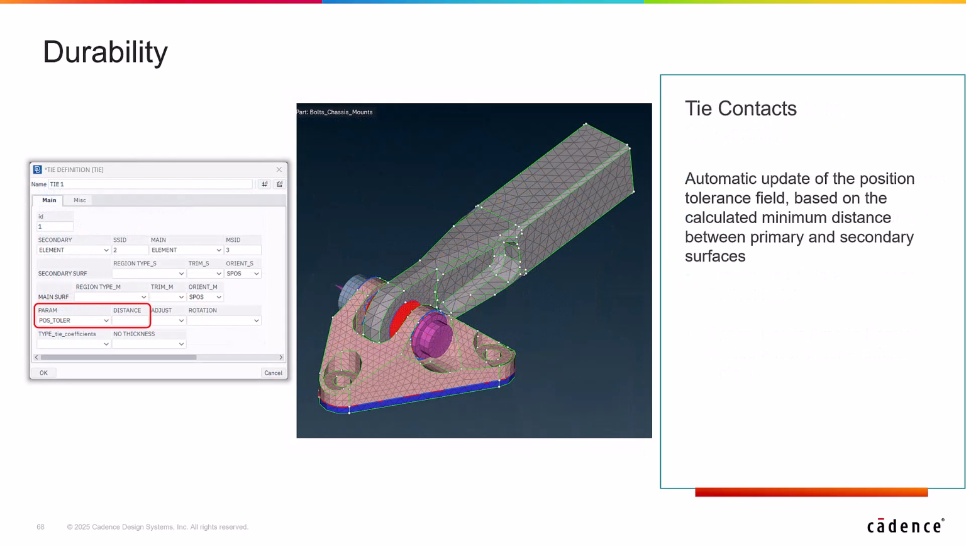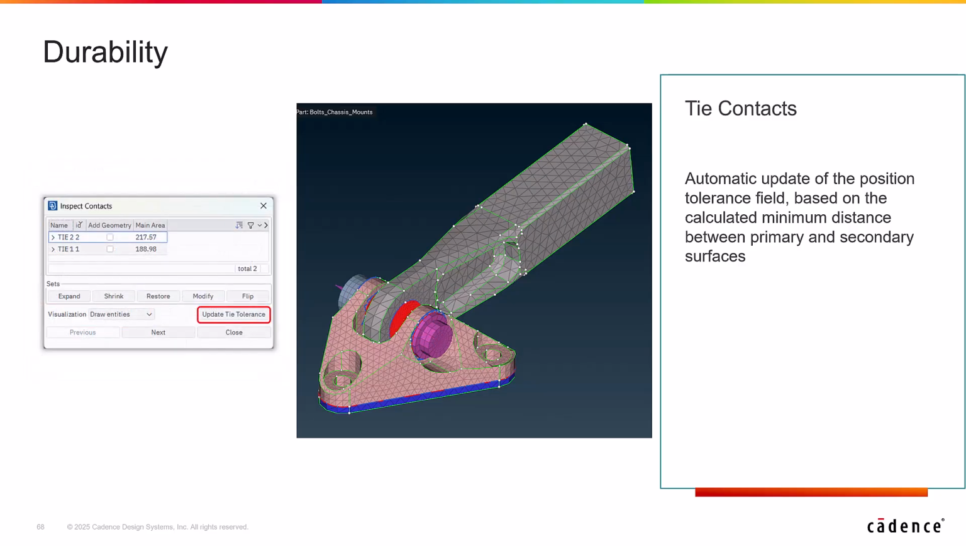For the tie contacts, new functionality to update the position tolerance field is now available. The automatic update is based on the calculated minimum distance between the primary and the secondary surface. This functionality is available both in the context menu of the tie list and Inspect Contacts function.